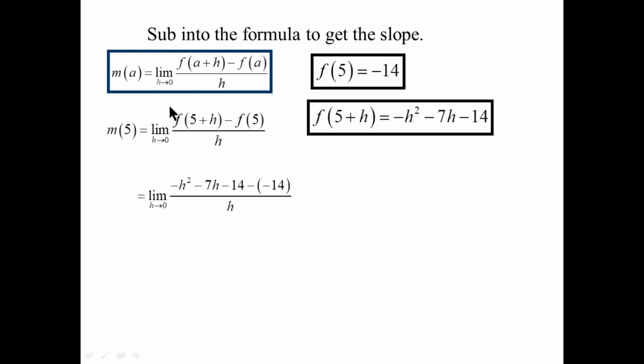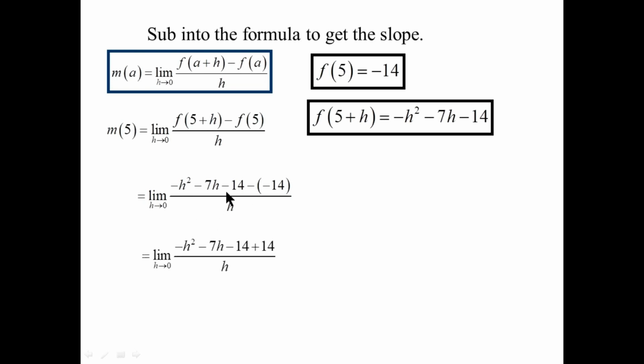Plugging into this formula, notice the form. You must get this form right. M of 5 equals the limit as h approaches 0 of an expression. This little notation continues in this spot, not to the left of the equal sign, but just to the left of the expression, equals the limit as h approaches 0 of an expression.